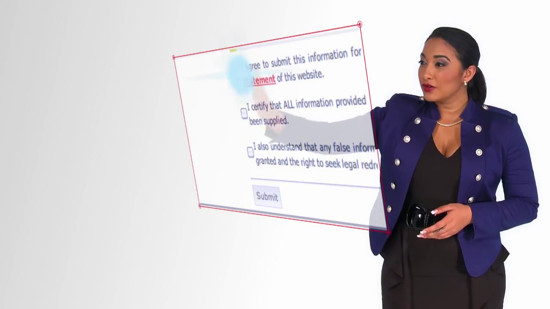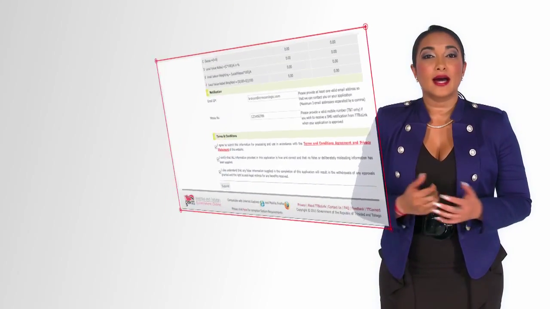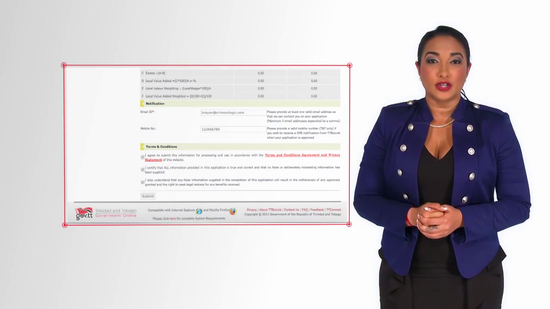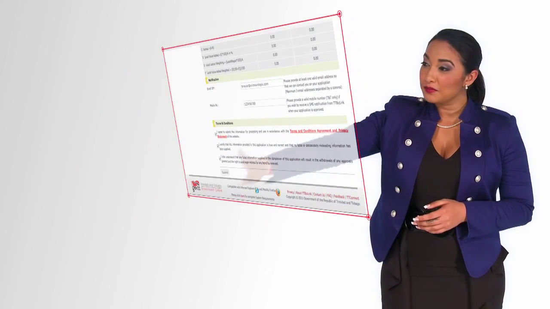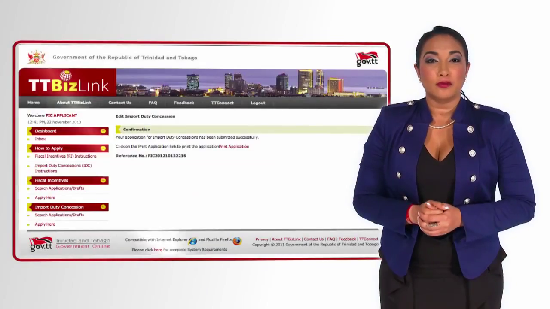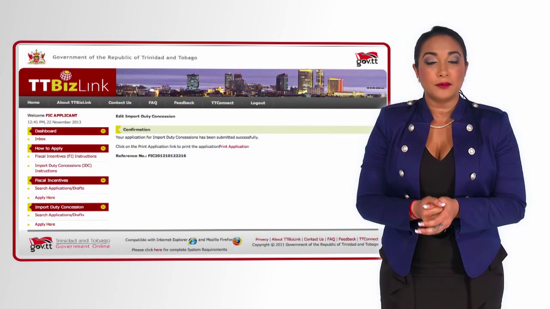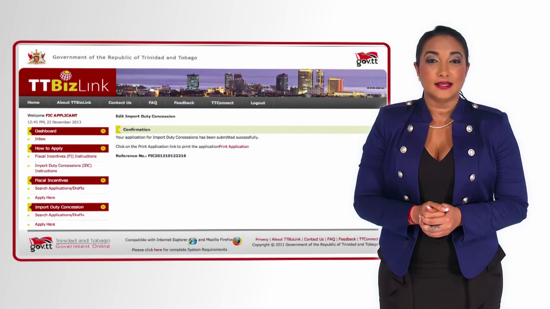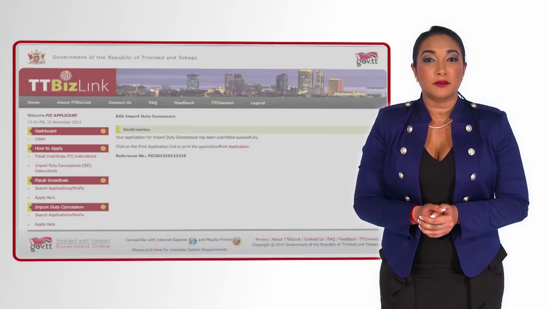Read the terms and conditions and privacy statements carefully. To agree and submit, you must check each of the 3 boxes. Otherwise, the application will remain as a saved draft. Finally, click Submit. You will see a confirmation screen indicating that your application was successfully sent. Take note of your application number for future reference.